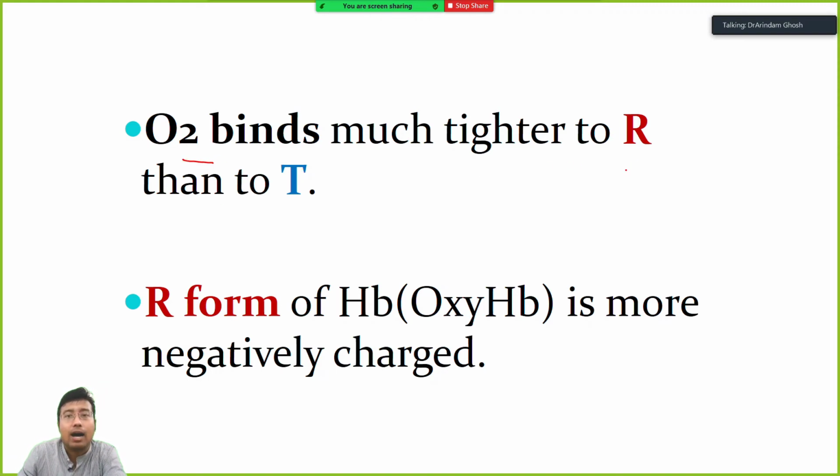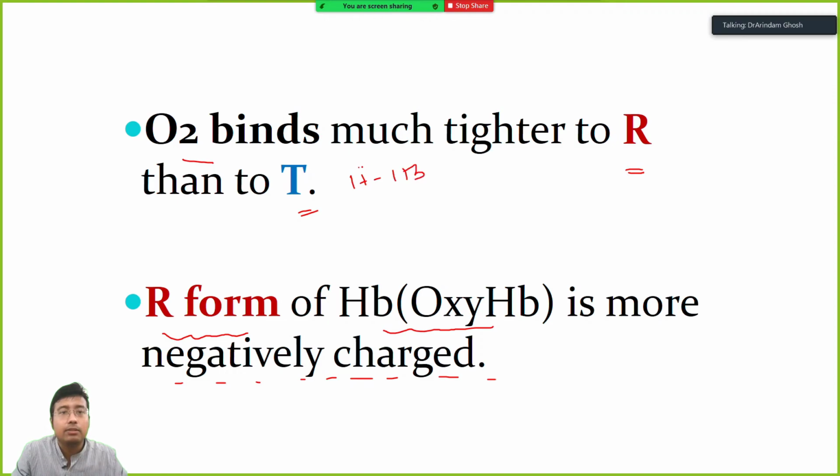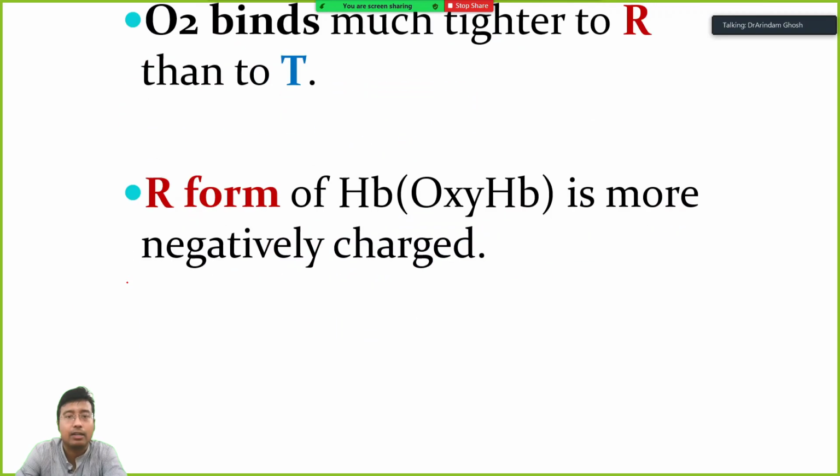ऑक्सीजन बाइंड्स मच टाइटर टू R, T फॉर्म में ऑक्सीजन एफिनिटी वेरी लो, राइट. R फॉर्म ऑक्सीहीमोग्लोबिन इज मोर नेगेटिवली चार्ज्ड, डेफिनेटली. क्यों? क्योंकि T फॉर्म में प्रोटॉन कैरी करता है, वहां पे H प्लस होता है, राइट. सो इट इज लेस नेगेटिवली चार्ज्ड. R form is more negatively charged because there is no proton. Anionic form में है, Hb minus. Okay, this occurs in HHb. Okay, and this occurs in Hb minus. Hb minus means the proteins, the amino acids surrounding the heme, the globin, the alpha helix are in negatively charged form. Remember, this is one important MCQ. R form is more negatively charged.